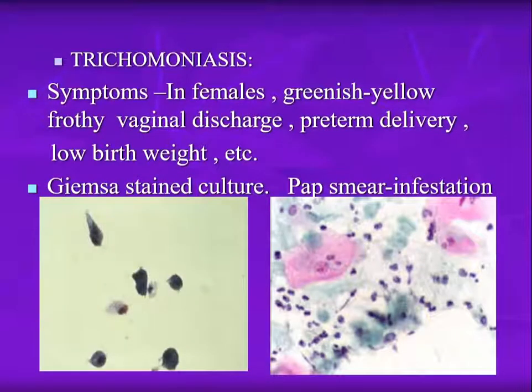And trichomoniasis in females: there is a greenish yellow frothy vaginal discharge. If the woman is suffering from trichomoniasis, she is prone to preterm deliveries and low birth weight babies. Gram stain, culture and the Pap smear show the infestation of Trichomonas vaginalis.